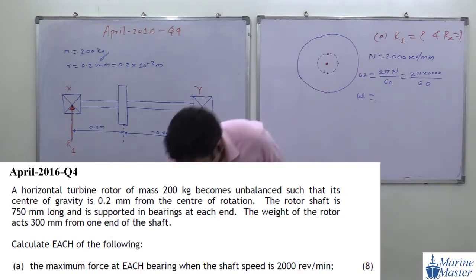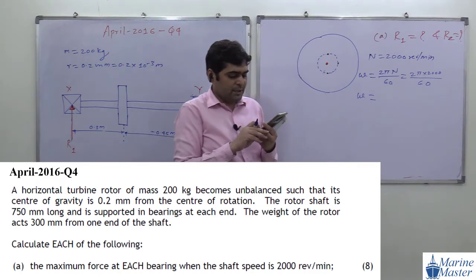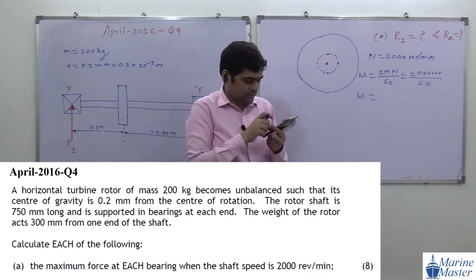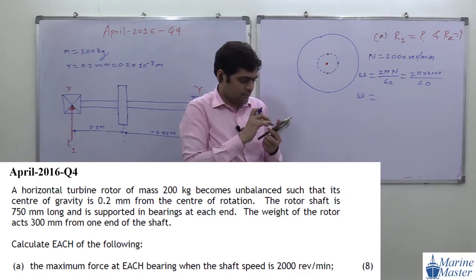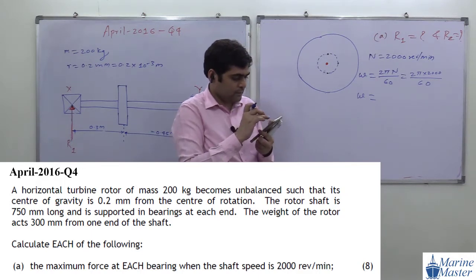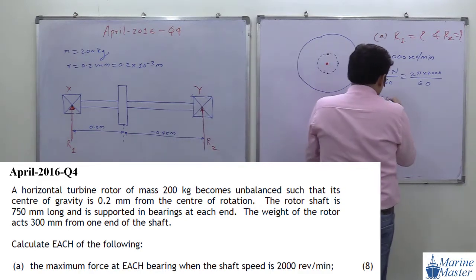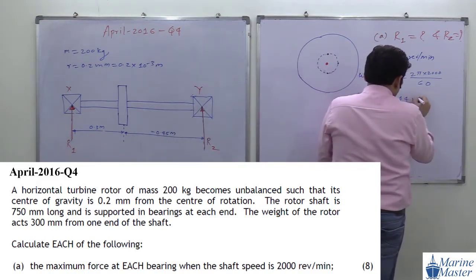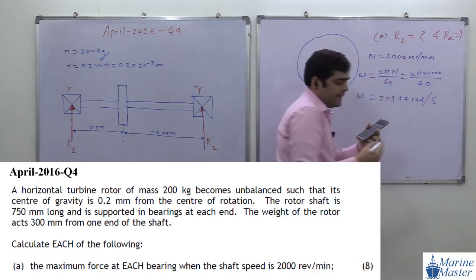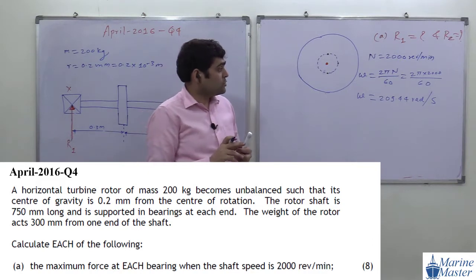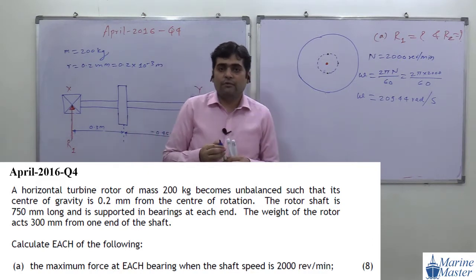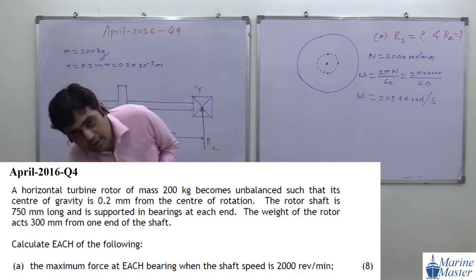Everyone please do the calculation. It comes to 209.44 radian per second. Okay, guys, are you getting my point? So we got it. We got the omega.